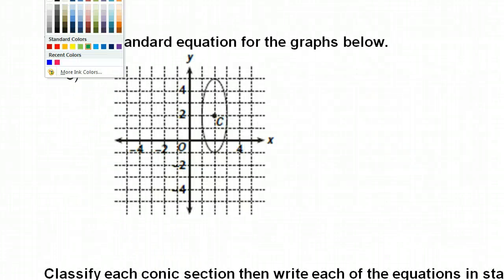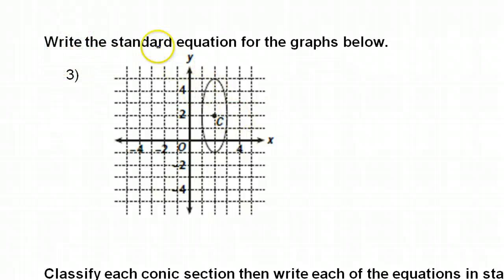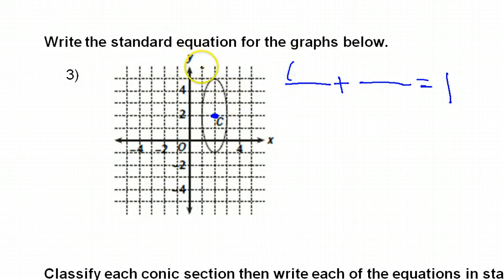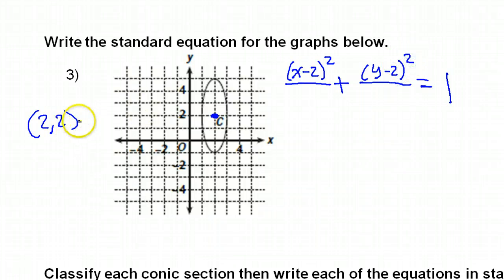All right, take a glance at number 3. We're just supposed to write the standard form equation. Well, we've got the center is right here at 2, 2. So that makes it a little bit extra easy because we don't even have to worry about which is the x and which is the y. But because the center is 2, 2, the opposite of these will give us x minus 2 squared from the x value, and then y minus 2 squared from the y value. So that gives you the top half.